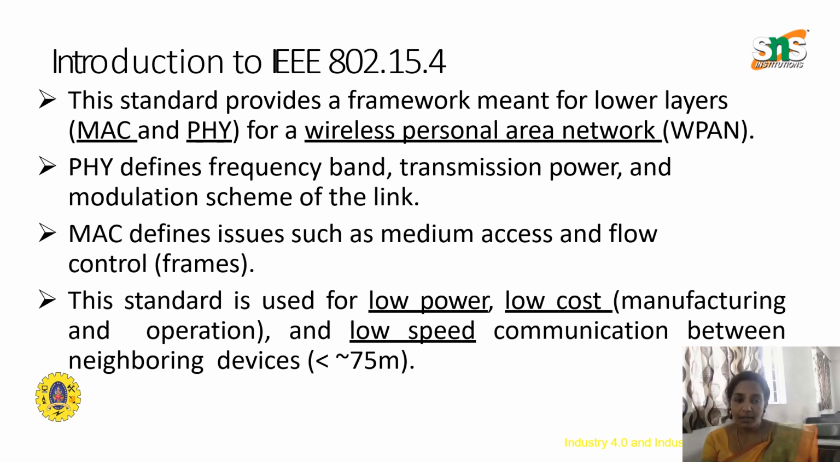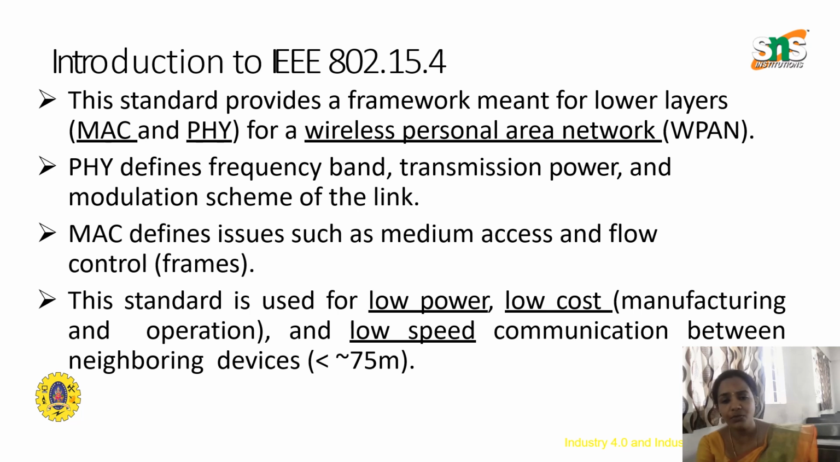The MAC defines issues such as medium access and flow control frames. When we are sending the data from the input to the output, the data cannot be sent directly as such. What happens? The data will be transmitted in the form of frames and packets, one by one. One packet will be in the form of a series of serial data bits. That is what we call a serial data bit. So data will be transferred in the form of frames.